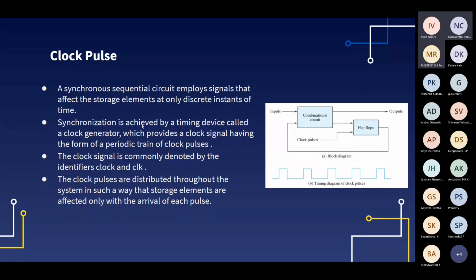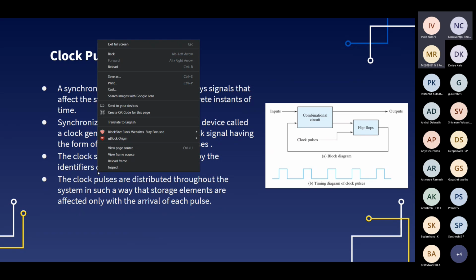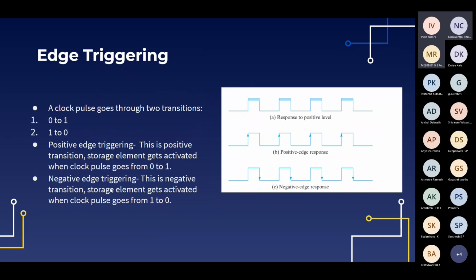A clock is a periodic wave. I hope you are familiar with sinusoidal waves, which have a periodicity of 2 pi. Similar to that, in digital we only have two values, 0 and 1. So the clock goes between only two values, 0 and 1, at a discrete time period that we define as the clock frequency. It forms a periodic train of clock pulses. Clock is generally denoted by clock or CLK.